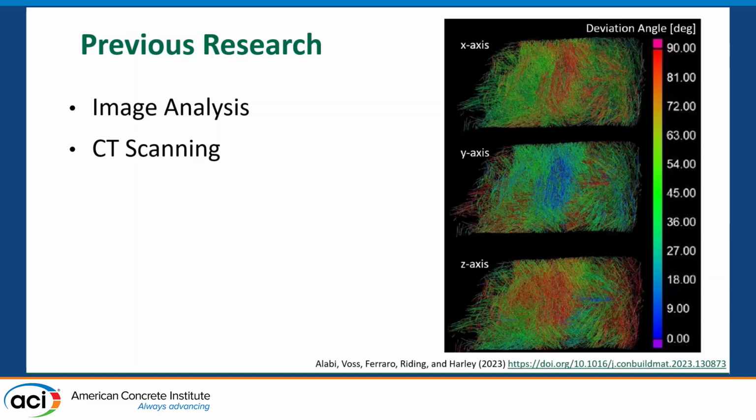If you can see, the red color shows that the fibers are perpendicular to the direction of the flow. Then the blue color is showing that the fibers are randomly oriented. And the blue color shows it's aligned with the flow. And the green color shows that they are oriented around 45 degrees.